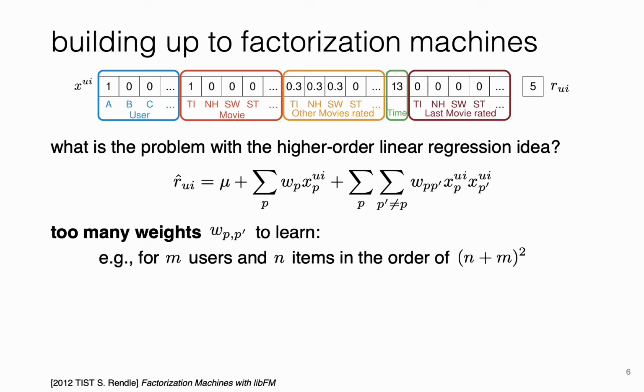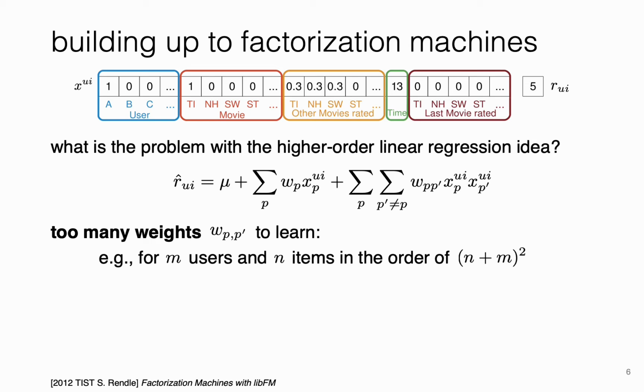So how many synthesized second order terms are there? Just consider the attributes about the users and the items. There are m blue columns and n red columns. Based on these columns alone, we can create around (n plus m) squared synthetic terms. This means that we require as many weights to learn. And this number of weights is even larger than the number of all possible ratings, n times m. So clearly this will not work.